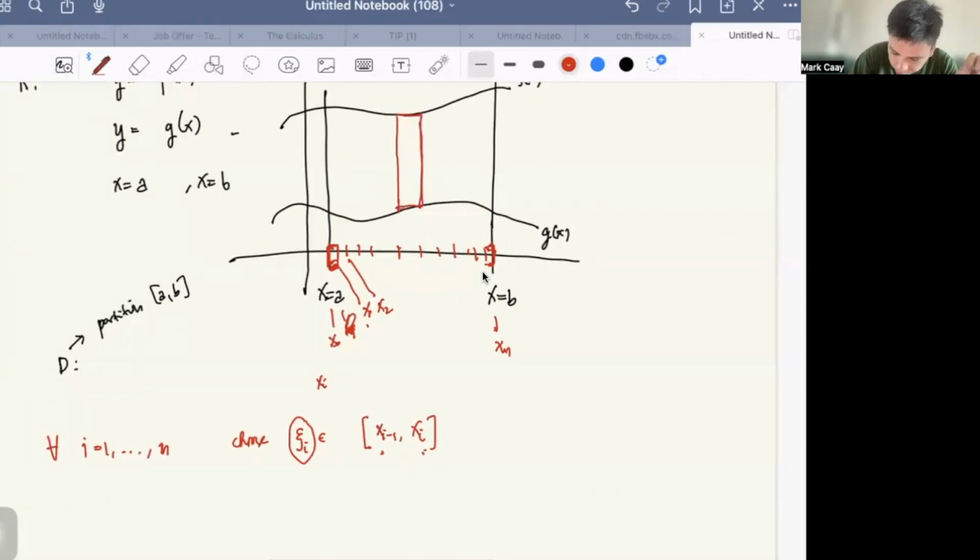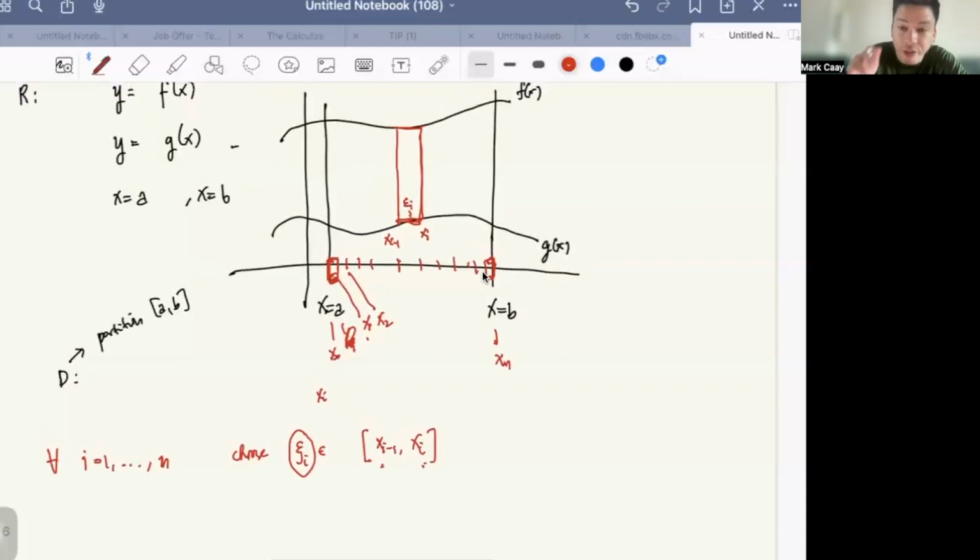Now it's like we have a rectangular strip. This is your x sub i, this is your x sub i minus 1, and we pick the psi sub i here. That means you're substituting psi sub i into the functions that bound this rectangle. At the top we know that is f of x, and our x is equal to psi sub i. So this bound here is f of psi sub i, and this bound here is g of psi sub i.